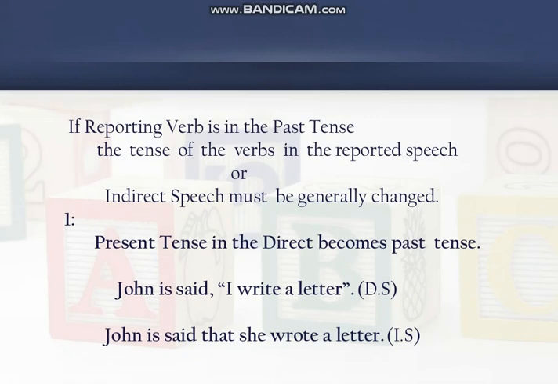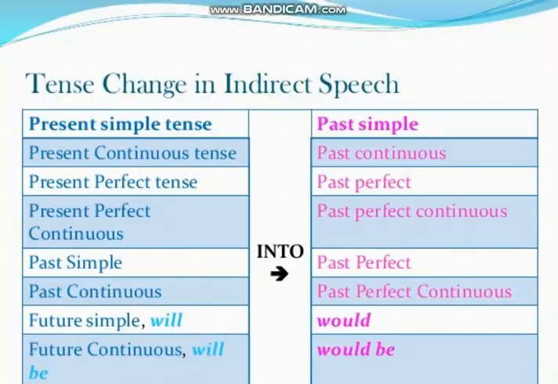And then they have given this one statement: present tense in the direct becomes past tense. But we have separate formulas, separate rules for each and every tense, which we are going to discuss here. Here we are having this table for the tense change, and as you can see, they are showing us how each and every tense would change according to the rules.